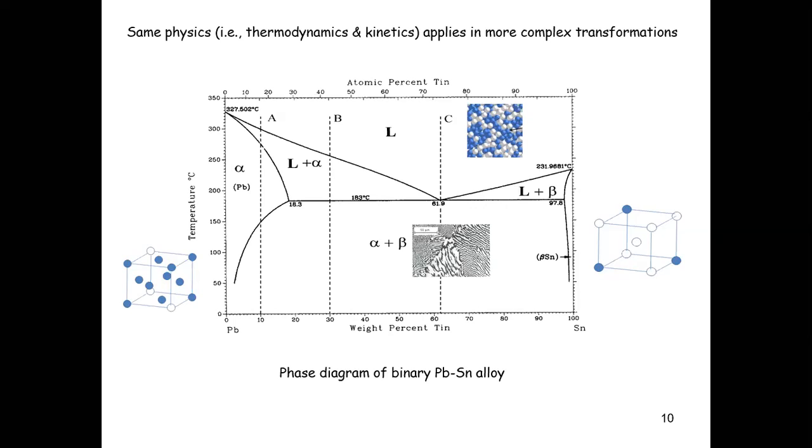Okay, so we know how to read the phase diagram like this, right? So how many phases do you think we have here? Alpha, beta, and liquid. So there are three single-phase regions we see here: alpha, liquid, and beta. Liquid is liquid, so this is very straightforward. And alpha and beta are two different solid phases, right?